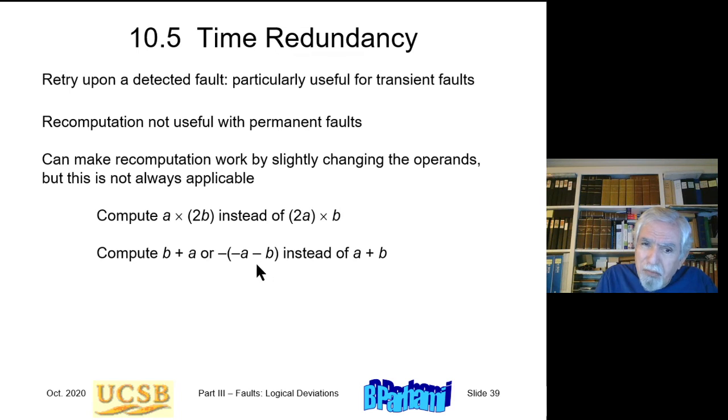Instead of adding A to B, complement A, complement B, and then complement the final result. So put the 2's complement of A in, or 1's complement, which is easier to compute. 1's complement of A in, 1's complement of B in. Do the addition. Again, the signal values change. And then form the 1's complement of the output. Okay, so this is the general method of computing with transformed operands, recomputing. So redundancy in time becomes more effective if you change the operands from one repetition to the next.